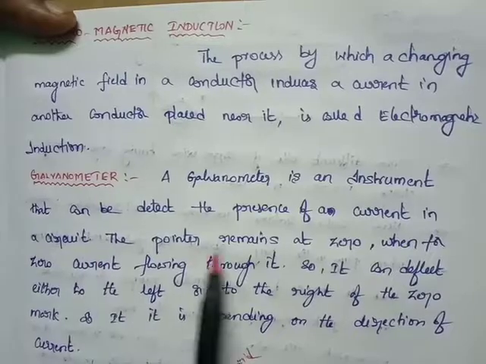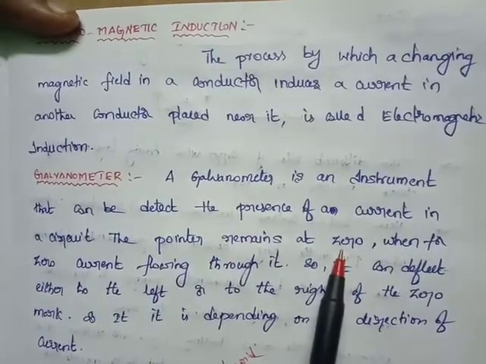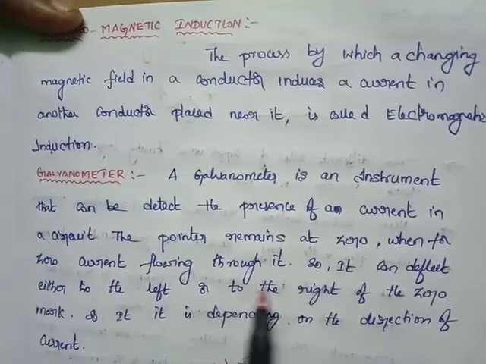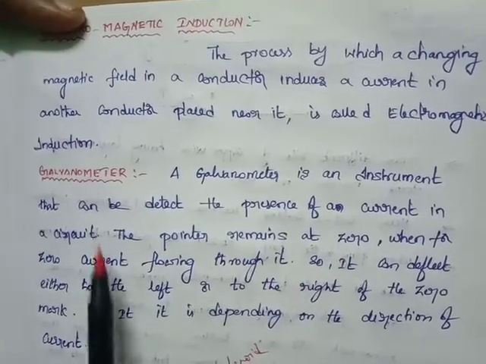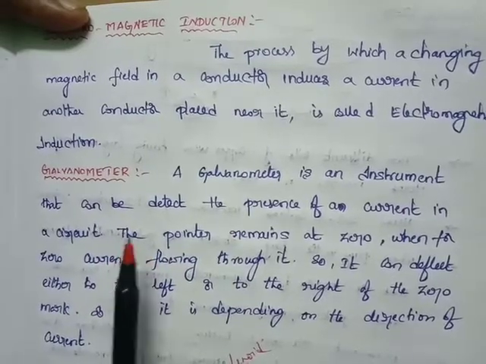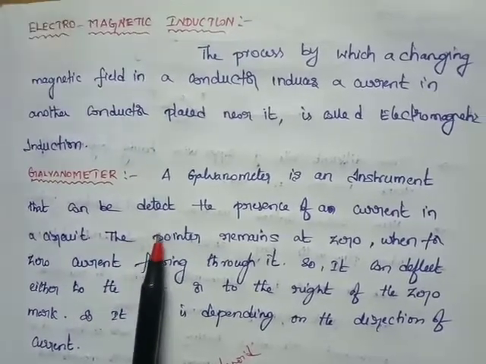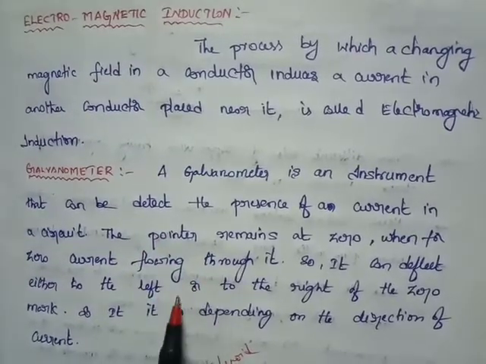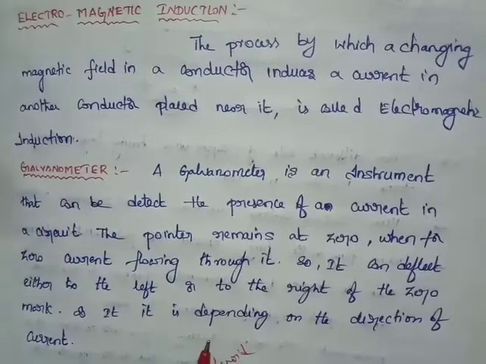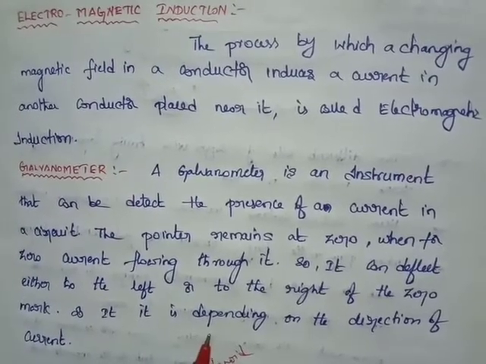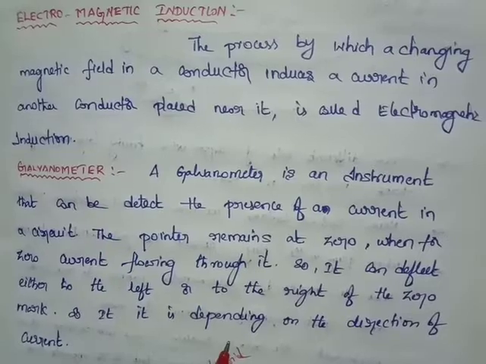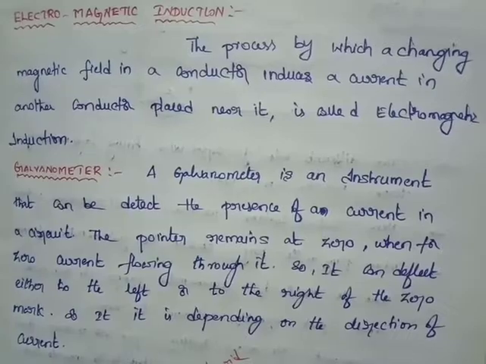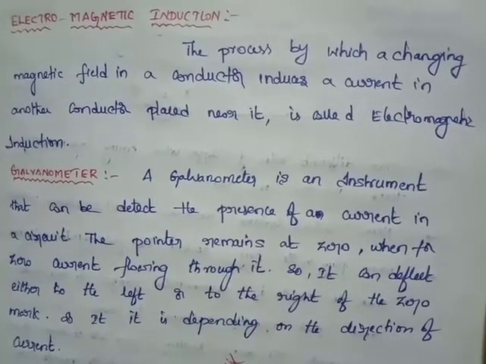A galvanometer is an instrument that can detect the presence of a current in a circuit. The pointer remains at 0 when zero current is flowing through it. That means the galvanometer shows zero indication, as the conductor does not have any current. It can deflect either to the left or right of the zero mark, depending on the direction of the current.